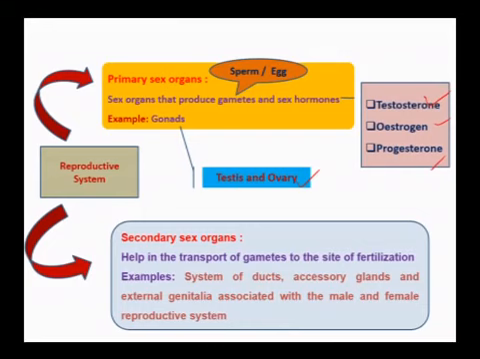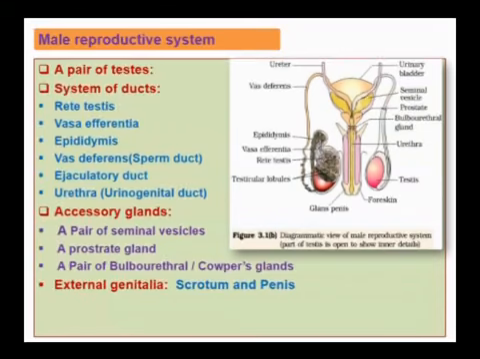Secondary sex organs are not concerned with the production of gametes and sex hormones, but they are essential in sexual reproduction as they help in transport of gametes to the site of fertilization. Examples for secondary sex organs include system of ducts, accessory glands, and external genitalia associated with the male and female reproductive system. Let us take up the various aspects of male and female reproductive system one by one.